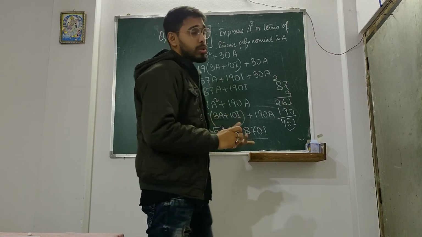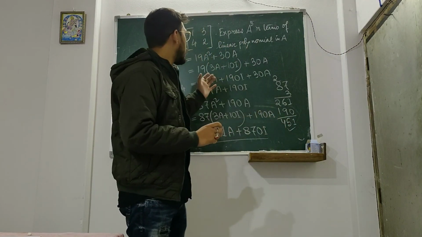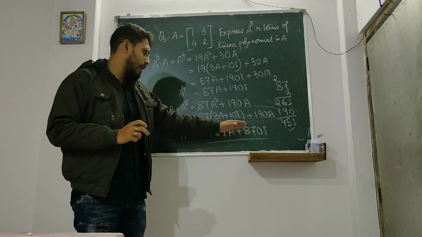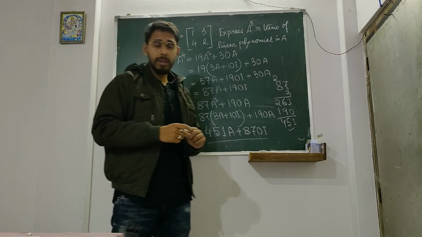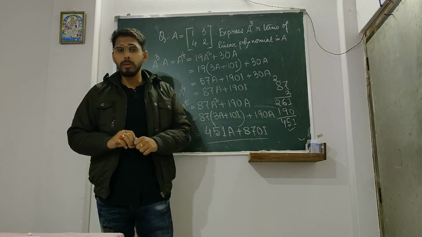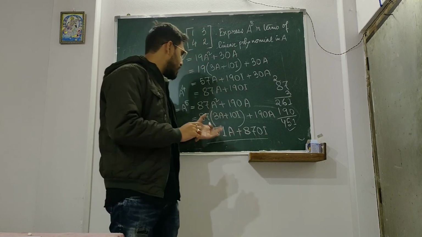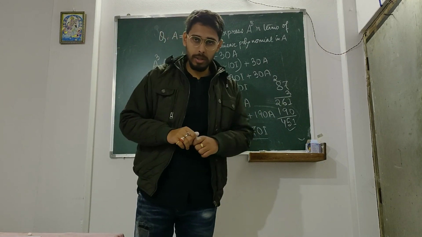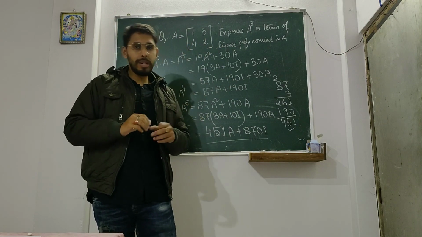So we have reduced the polynomial of a to the power 5 in terms of a. So that is how, using Cayley Hamilton theorem, we can solve this particular problem. So this is the second approach of Cayley Hamilton theorem. So that ends the topic of Cayley Hamilton theorem.